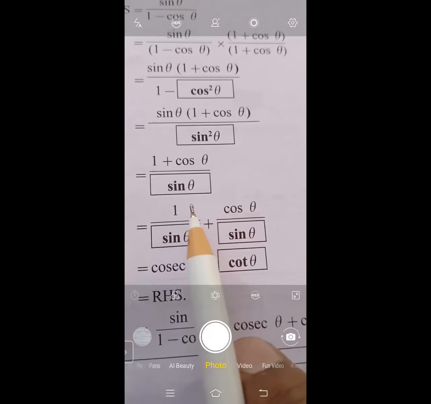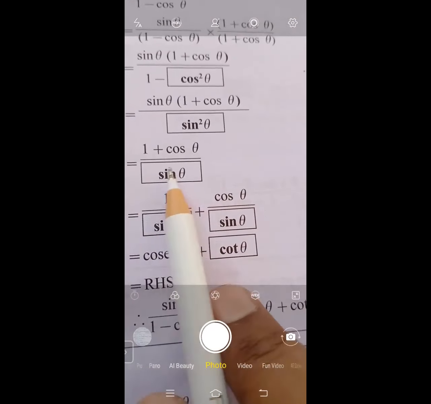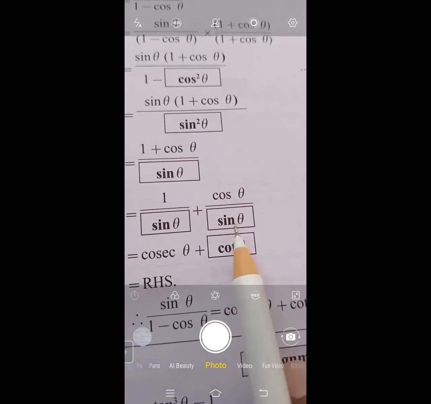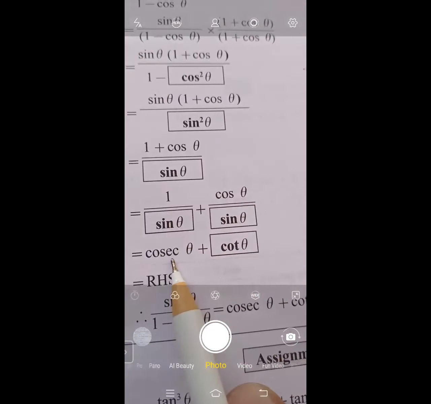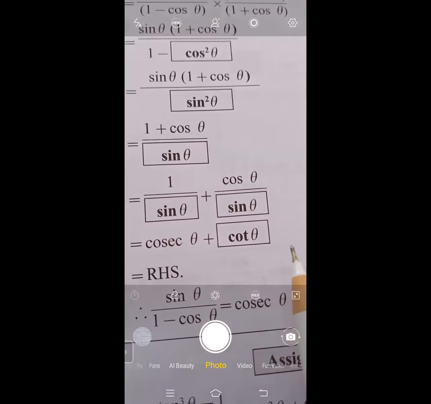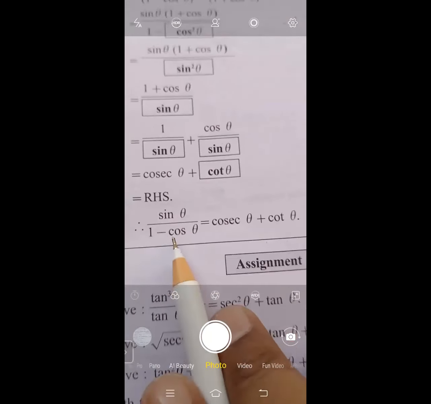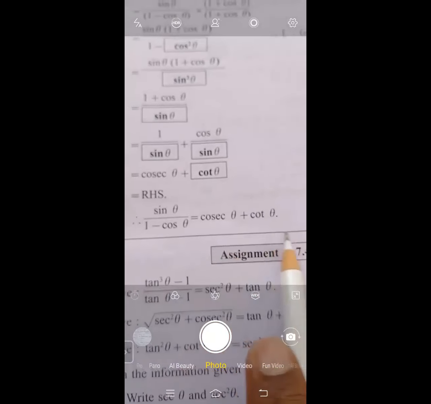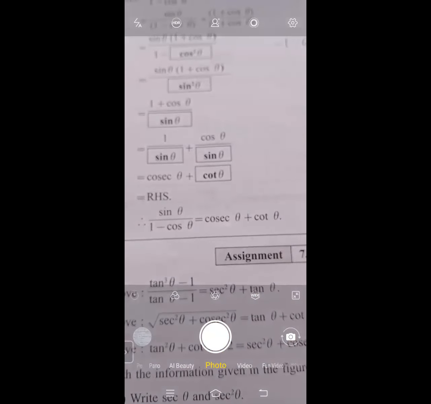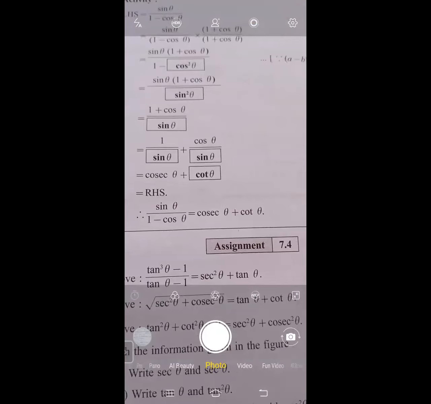Again, they have written the denominators individually for all the terms in the numerator. 1 upon sin theta plus cos theta upon sin theta. So 1 upon sin theta is again cosec theta, and cos upon sin is cot theta. So this is our required RHS. Write it properly, which is equal to RHS, and the required statement to be written very properly. I hope you must have understood it.